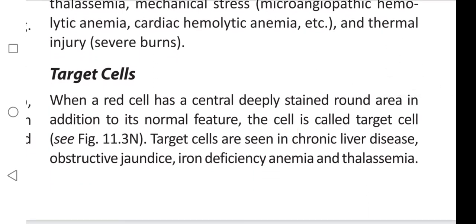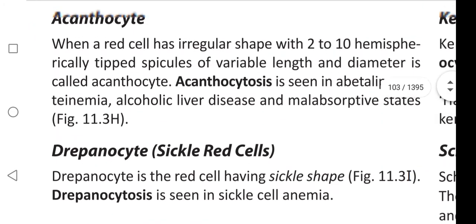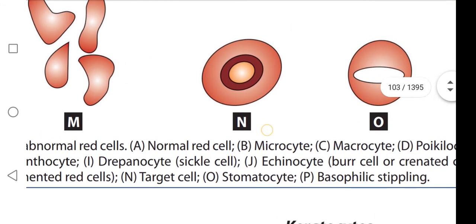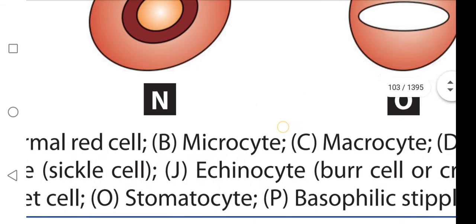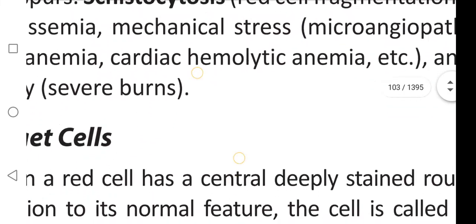Next, target cells. When a red cell has a central deeply stained round area in addition to its normal feature, the cell is called a target cell. Target cells are seen in chronic liver disease, obstructive jaundice, iron deficiency anemia, and thalassemia. This is the target cell. You may see the dark red in the center when compared to that of a normal cell.